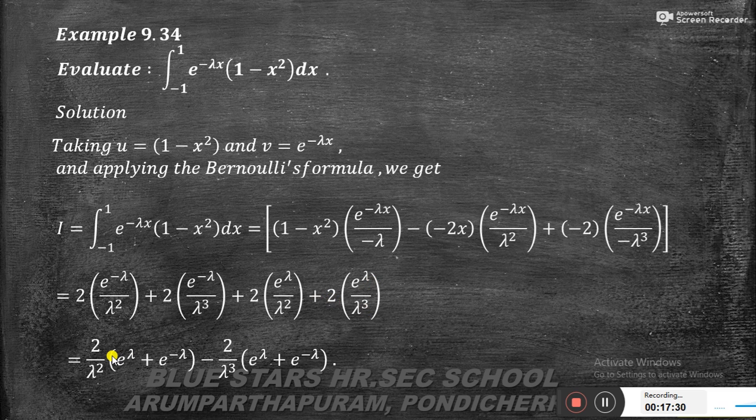So in the next I club the first and third, so I take the common factor 2 by lambda square, so e power lambda plus e power minus lambda. Next I take the second and fourth term, so I take the common factor minus 2 by lambda cube. So minus 2 by lambda cube means already there is a minus, so e power lambda, here there is no minus, so I write the minus e power lambda, here minus will come, e power lambda minus e power minus lambda. So 2 by lambda square into e power lambda plus e power minus lambda minus 2 by lambda cube into e power lambda minus e power minus lambda. This is the answer for our given integral.